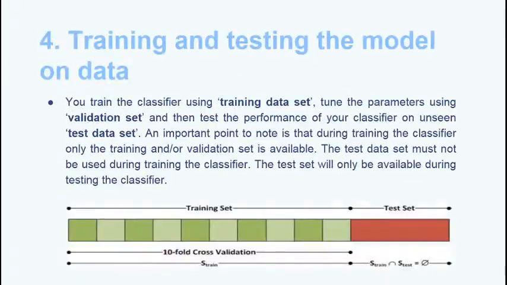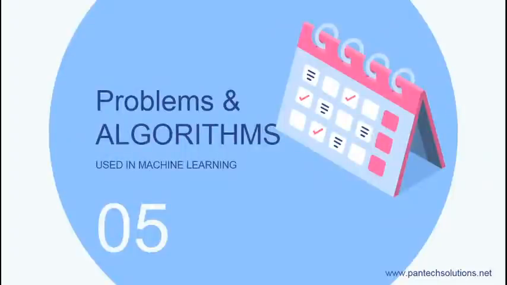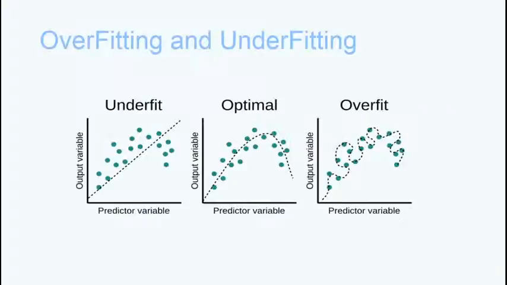In Paint itself I will explain this, step by step. So these are the steps we need to do for evaluation. Then problems and algorithm: whatever problems we get while building one model, you can see here.